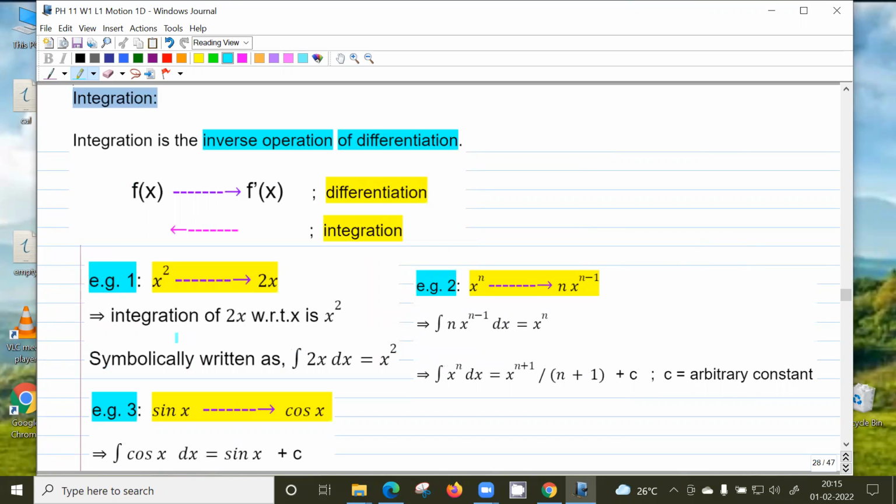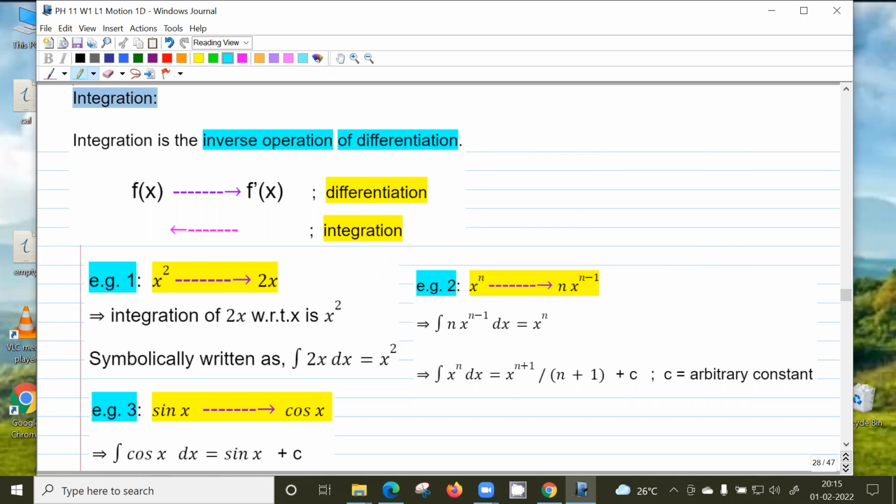So integration is the reverse of differentiation. When I differentiate f of x, I get f dash x. So if I integrate f dash x, I will get f of x. The derivative of sine x is cos x, right? And the integration of cos x is sine x. The derivative of cos x is minus sine x. So the integration of minus sine x is cos x. So I can take the minus sign outside and say the integration of sine x is minus cos x.